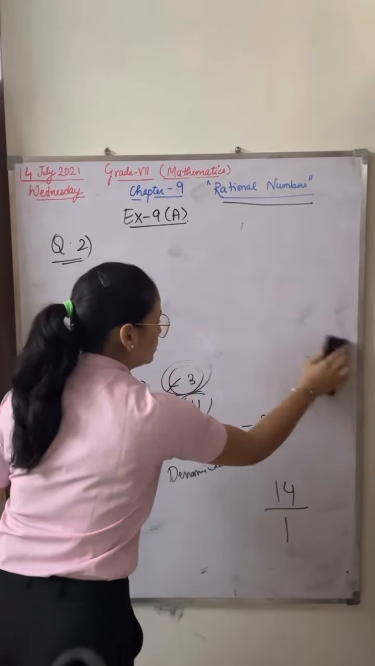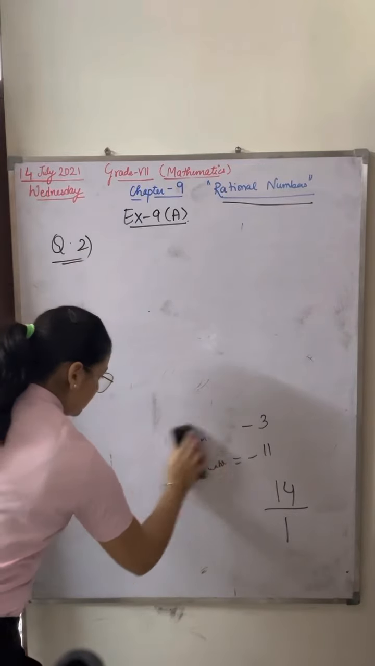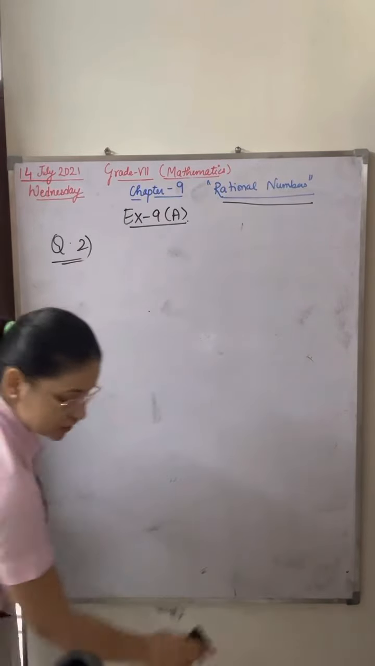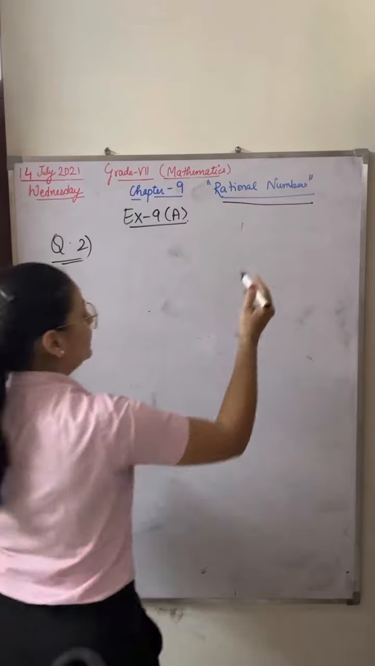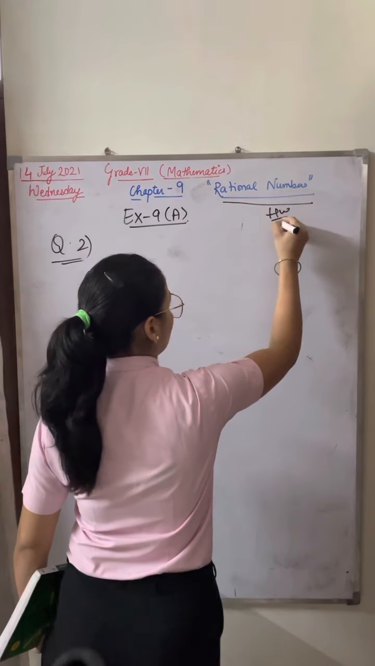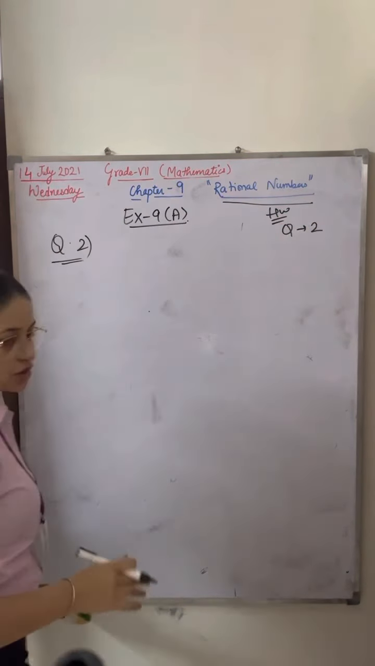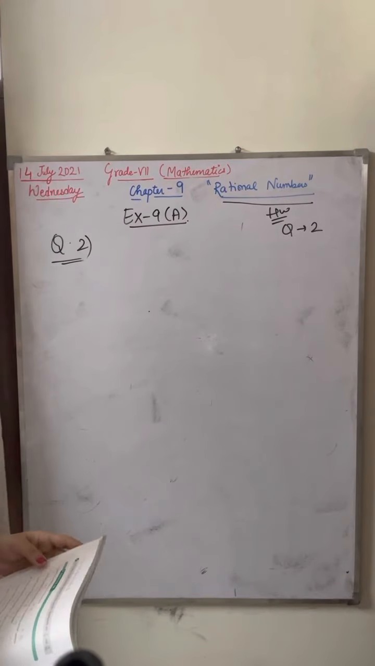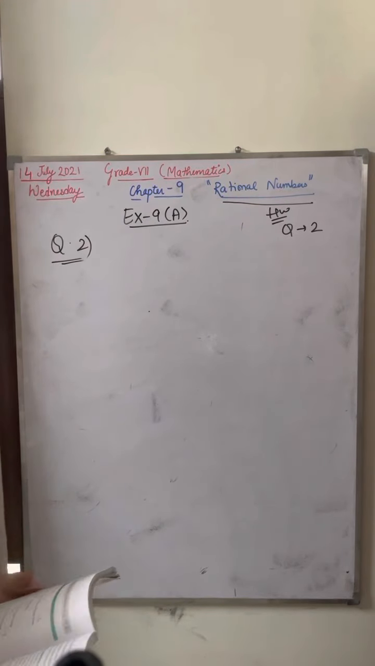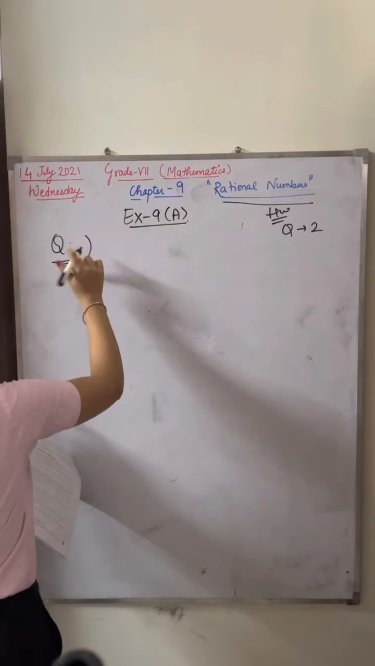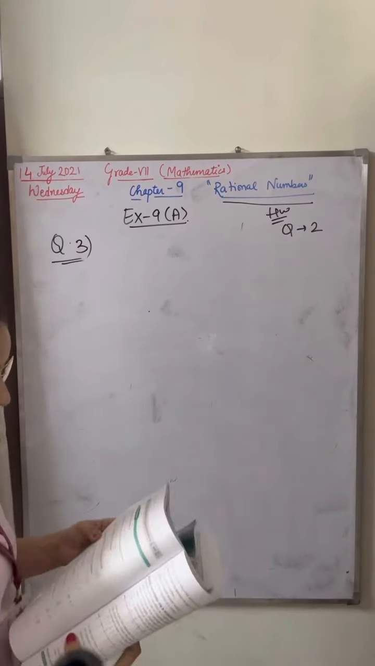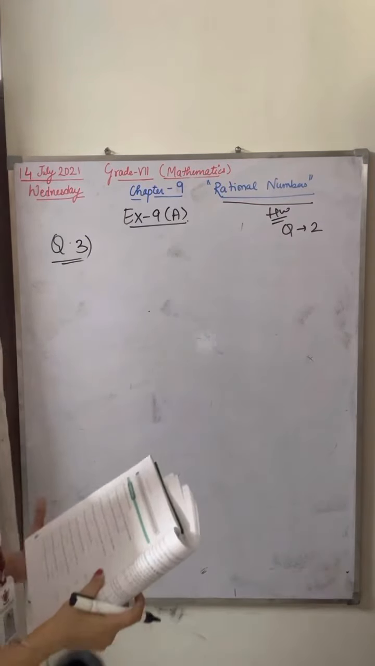It is very, very simple. You just have to identify which is the numerator and which is the denominator. I'm writing here: Question 2 is the homework question. A few parts I have done, a few parts are your homework. Now the third question, very easy. In the third question, you have to express these as rational numbers.